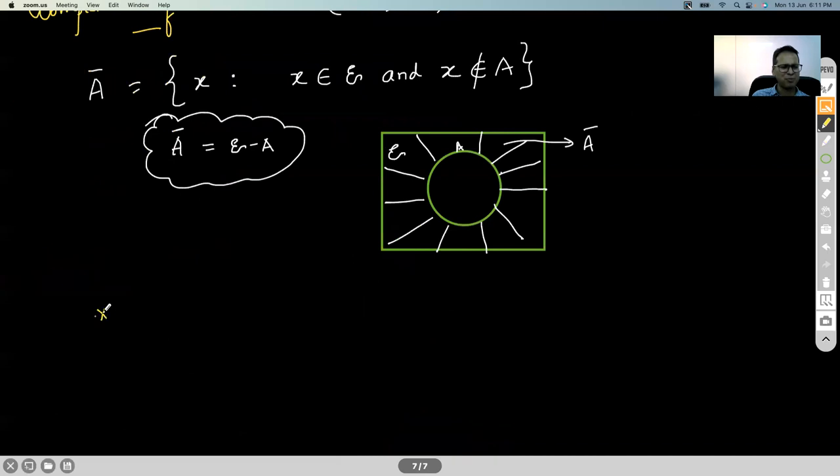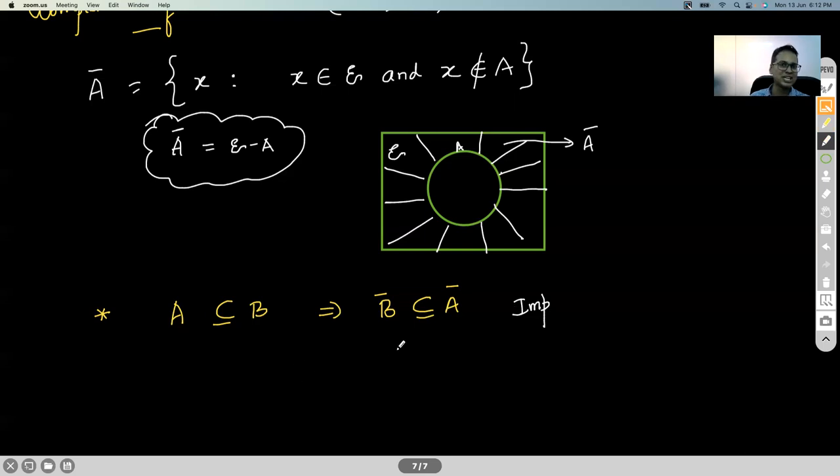Okay. One important property here I would like you to remember. If A is a subset of B, then please note that B complement will be a subset of A complement, not the other way around. That's a mistake which people make. People think that if A is a subset of B, then A complement is a subset of B complement. No, that doesn't work. If A is a subset of B, then A complement will be a superset of B complement. Getting the proof for this property. Okay, very, very important. Note this down.